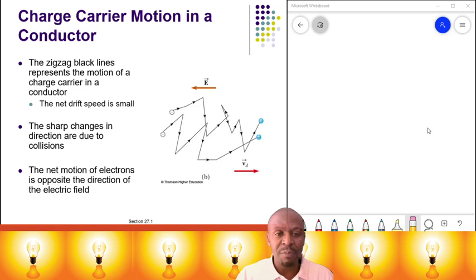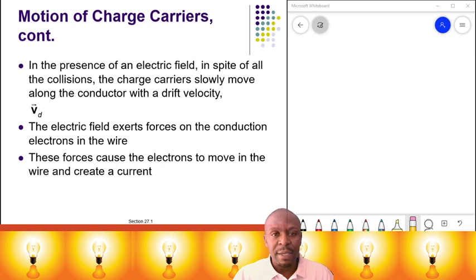As I've said, the net motion of electrons is opposite the direction of the electric field. If the electric field is going in that direction, then the drift velocity for these electrons, or negative charges, is going to be in the other direction. In the presence of an electric field, in spite of all the collisions, the charge carriers slowly move along the conductor with a drift velocity Vd.